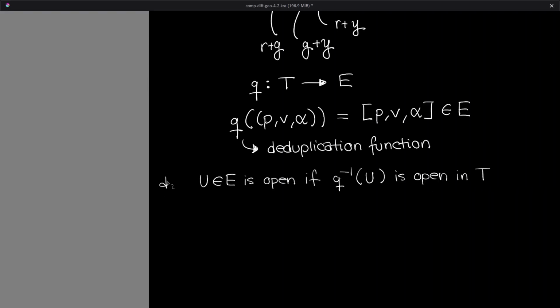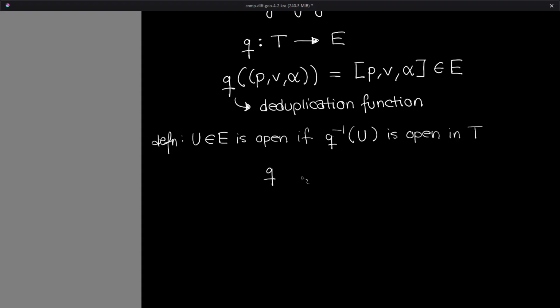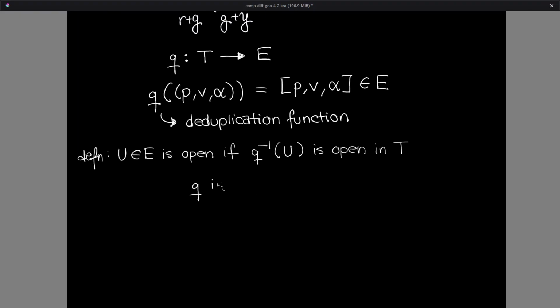This is a definition, and this definition means that Q for this topology is a continuous function, because the pre-images of U, or the open sets, are definitionally open whenever U is open. So Q is a continuous function.